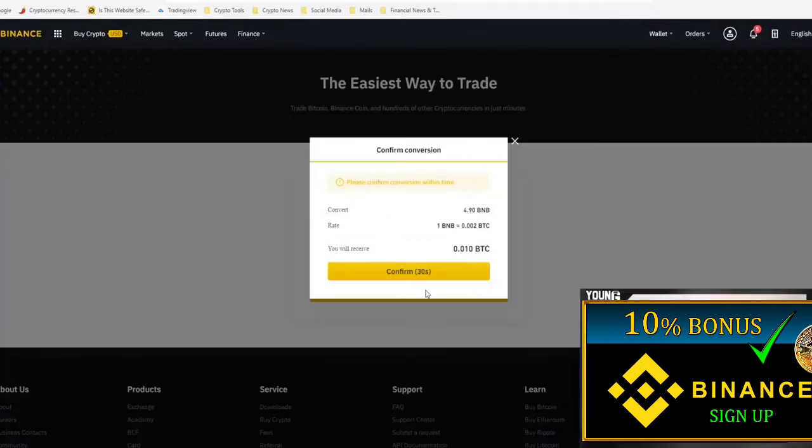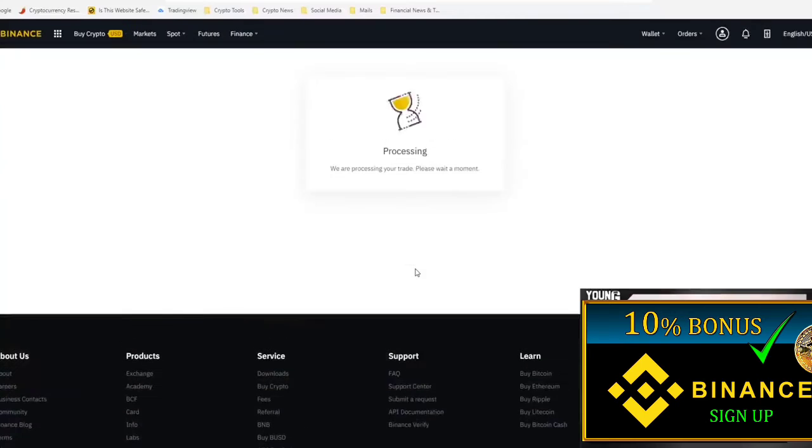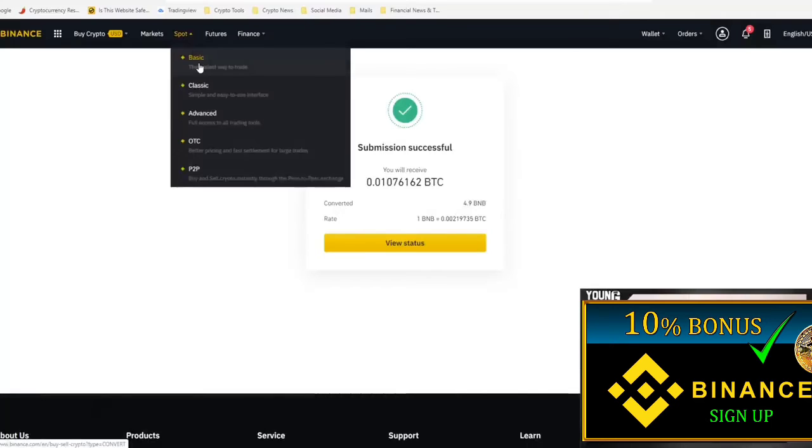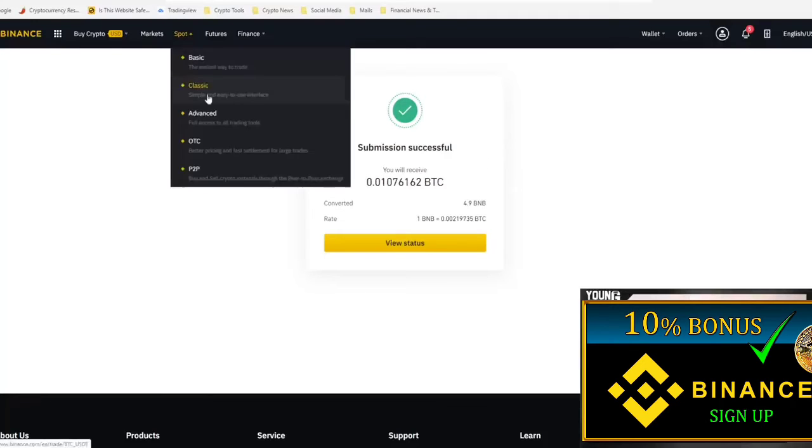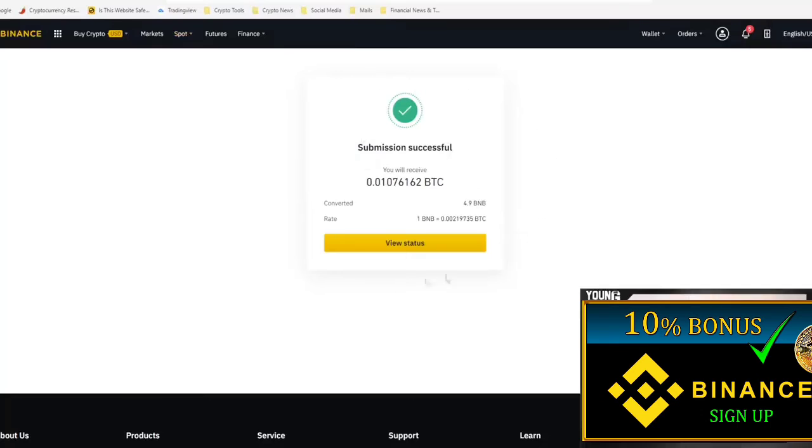So preview conversion, this is what I will get from it. I think that's a pretty cool deal. So confirm, and then it will confirm. It's processing right now, and then it will be done. So the spot basic is very easy to do, but of course you have a lot of better options in terms of making your own orders, etc. And that you need to do on the classic exchange. You see, in the meantime, it's successful.